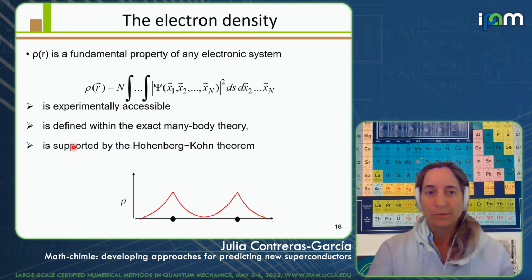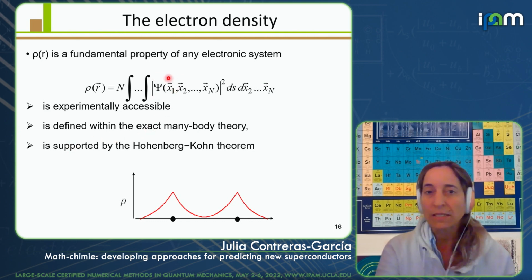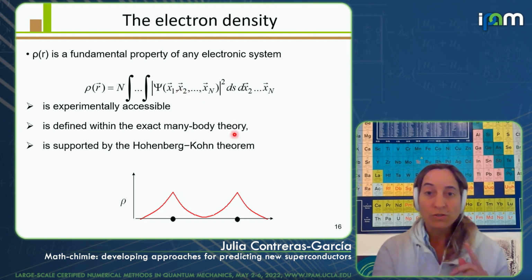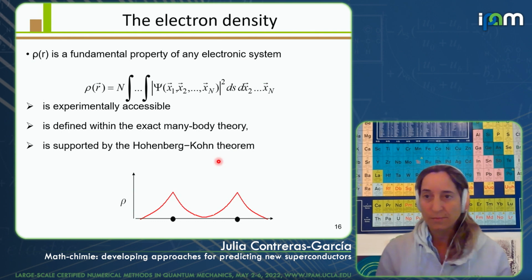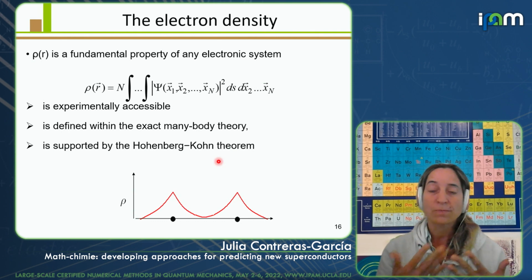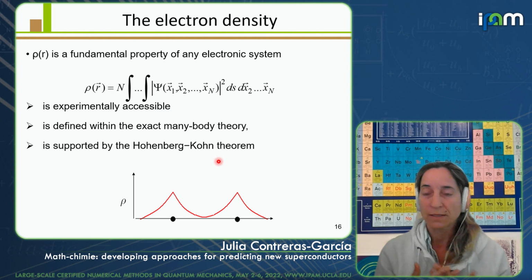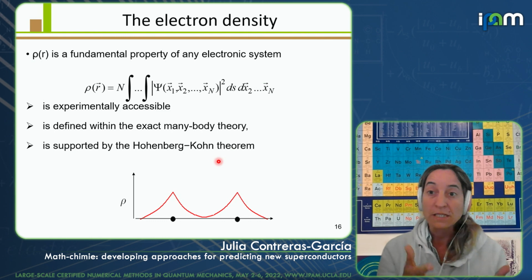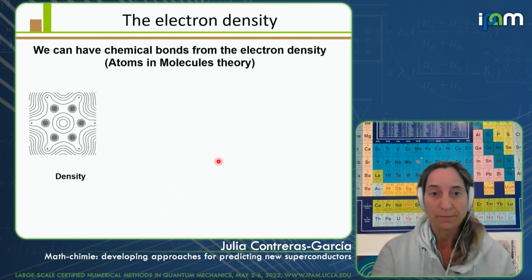Let's see one example. If we go for the electron density, we can derive it directly from the square of the modulus of our wave function. It has also some other advantages. It is experimentally accessible. So everything I will be saying today can also be calculated from X-ray diffraction. And from the theoretical point of view, the electron density is well defined within the exact many-body theory, and it is supported by the Hohenberg-Kohn theorem.